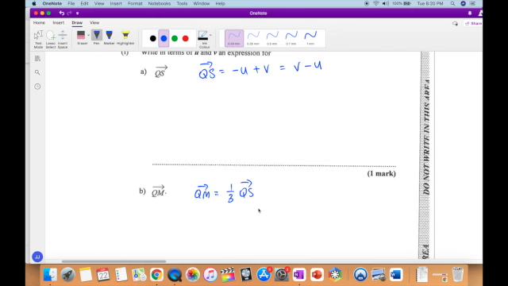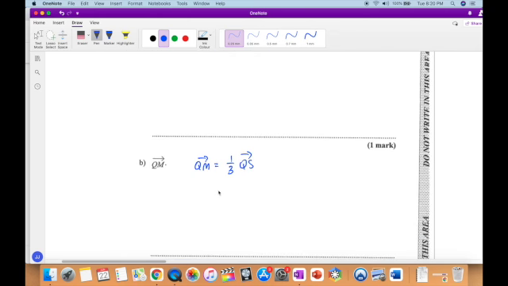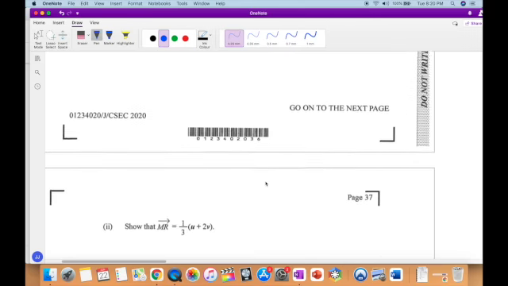So that is 1/3 of V minus U. We could actually leave it like this. If you want to expand, a third V minus a third U, you could do that, but this is actually the simpler way of having it here, right?